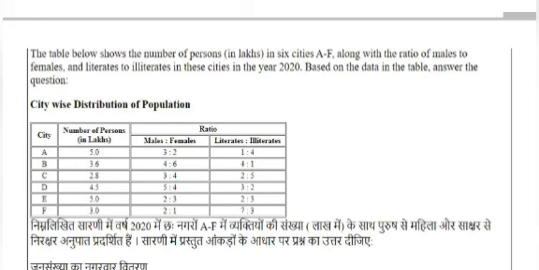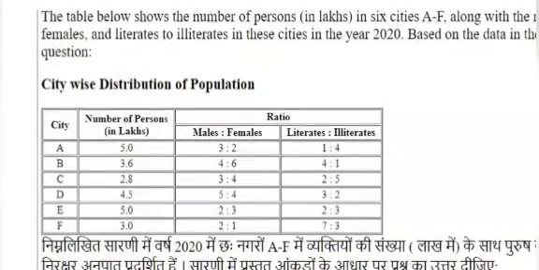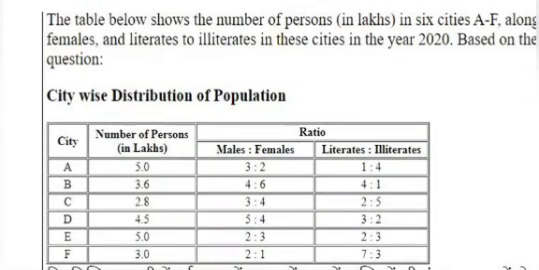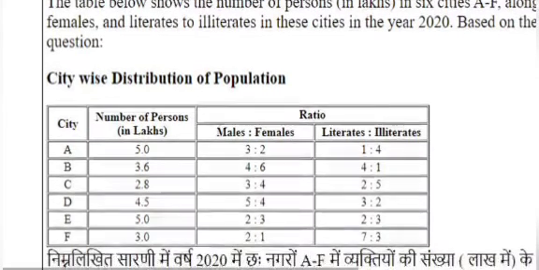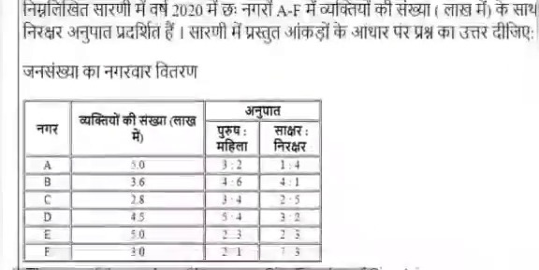The question says, the table below shows the number of persons in lakhs in six cities, A to F, along with the ratio of males to females and literates to illiterates in these cities in the year 2020. Based on the data in the table, answer the questions. This is the city-wise distribution of population: cities A, B, C, D, E, F; number of persons in lakh: 5.0, 3.6, 2.8, 4.5, 5.0, 3.0. Ratio of male to female: 3:2, 4:6, 3:4, 5:4, 2:3, 2:1. Ratio of literates to illiterates: 1:4, 4:1, 2:5, 3:2, 2:3, 7:3. Got it. Now we have to solve the questions.